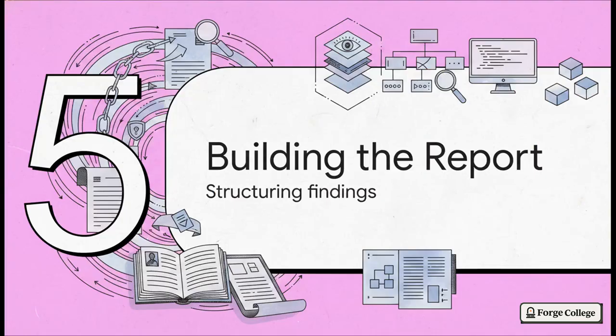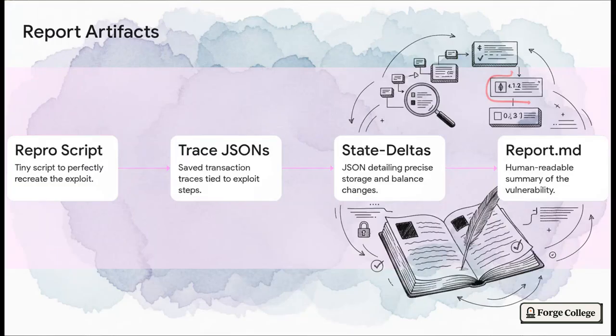Section 5. Building the report. All right, with our evidence properly and manually verified, it is time to file the official police report so the lead auditors can quickly reproduce your work. A professional debug report directory has to contain these 4 exact files.